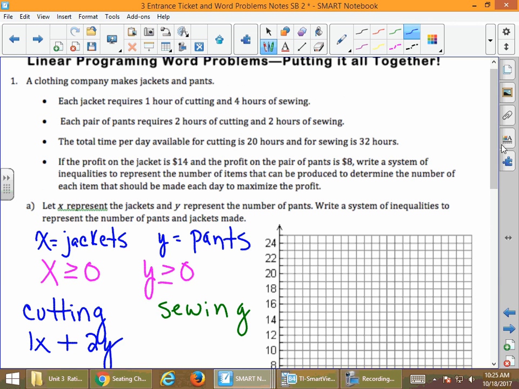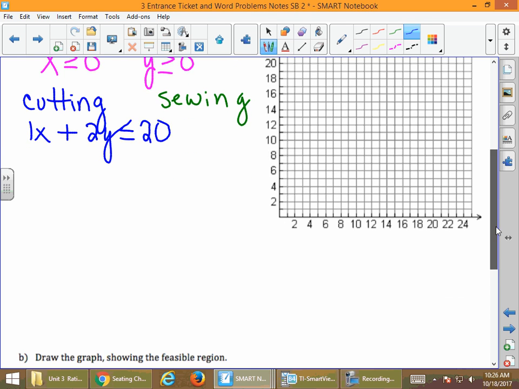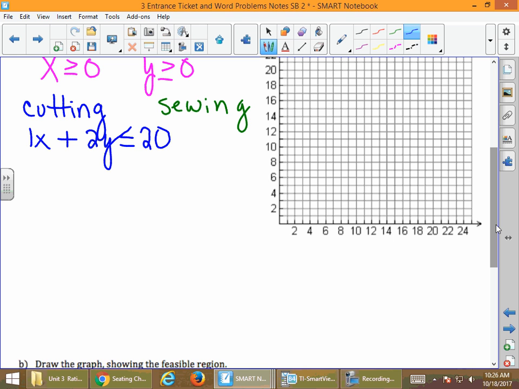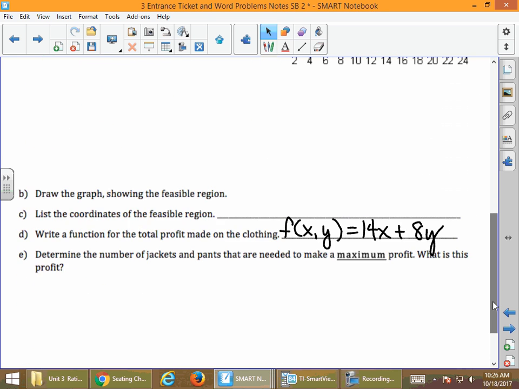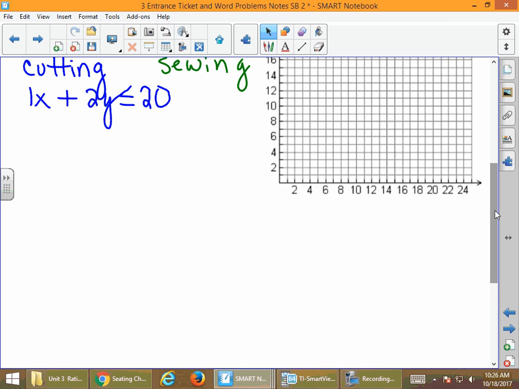Each pair of pants requires 2 hours of cutting. How many total hours do we have for cutting? We've got 20. The total time per day available for cutting is 20 hours, in that next to last bullet. Less than or equal to 20. Now, again, if you can, write it side by side. I'm going to leave some space here because I can't fit all of that in. We're going to have to put these inequalities in slope-intercept form in a couple of minutes, which is why I'm scooting down here to do the sewing.